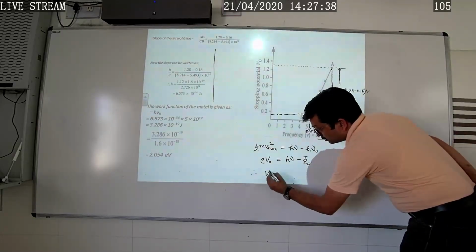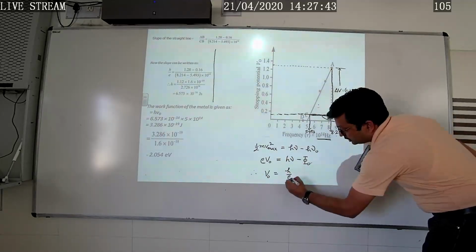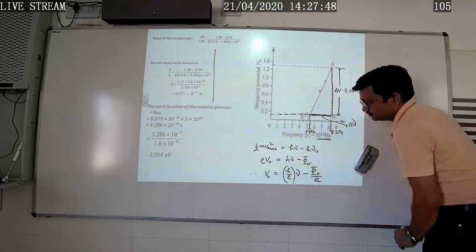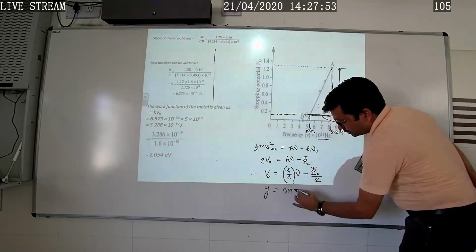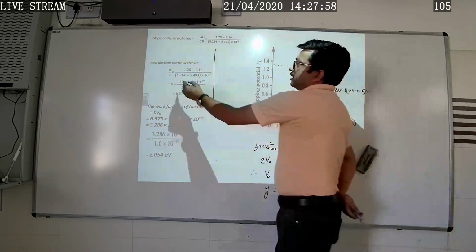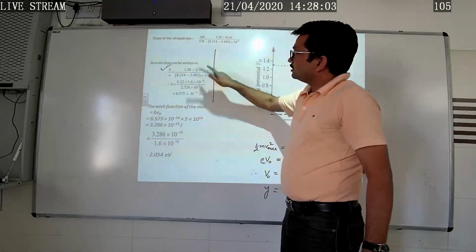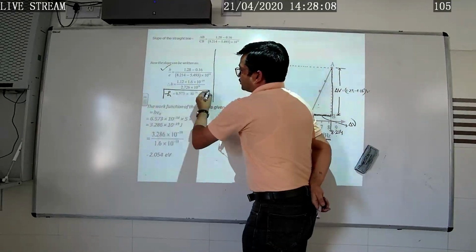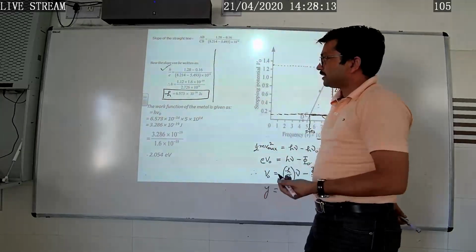Therefore the stopping potential V naught is equal to h by e into nu minus phi naught over e. If we compare it with the slope-intercept form, y equals m x plus c, then m must be equal to h by e. So he has written that h by e must be equal to AB over CB. In this way we got the value of Planck's constant, 6.573 into 10 to the power minus 34 joule second.